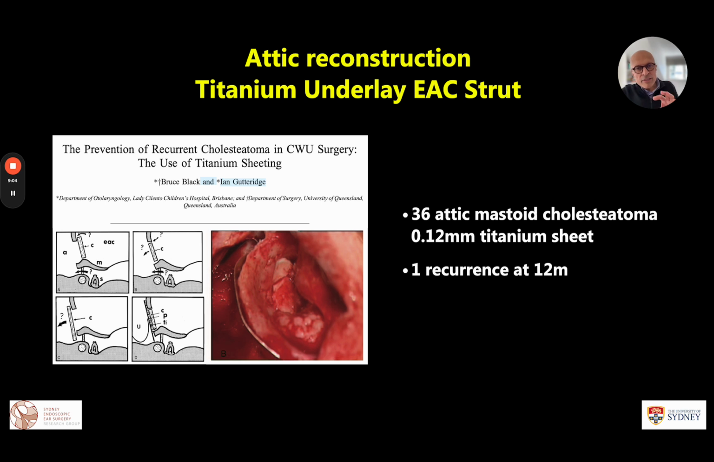I wanted to include this study because it was quite tightly controlled to our study or talk question, that is attic reconstruction. And it's from Australia, Professor Bruce Black in Queensland. And he looked at 35 of his second look cholesteatoma procedures. And he did this interesting underlay of 0.12 millimeter titanium.